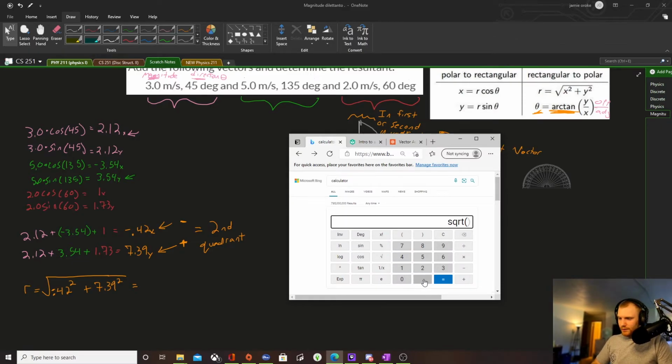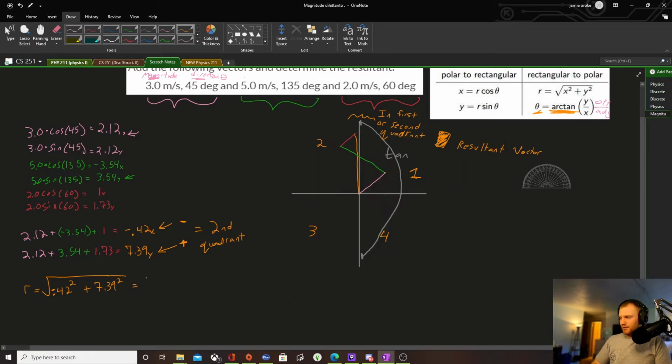The square root of, let me use my parentheses, of 0.42 squared plus 7.39 squared, and it's the square root of all of that, and that gives us 7.40. So the magnitude is 7.40.